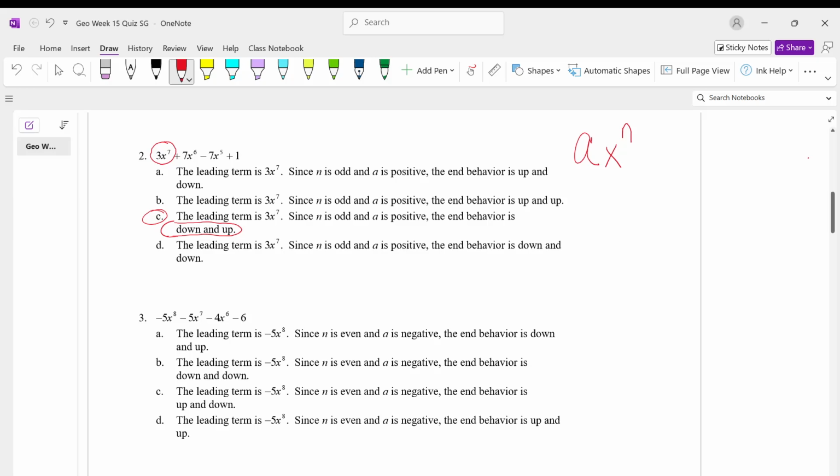And on problem number 3, okay, the powers are in descending order again. We've got n that's even. A is negative. So A negative, N even is down and down. And that's answer choice B right here. Everybody okay with that?